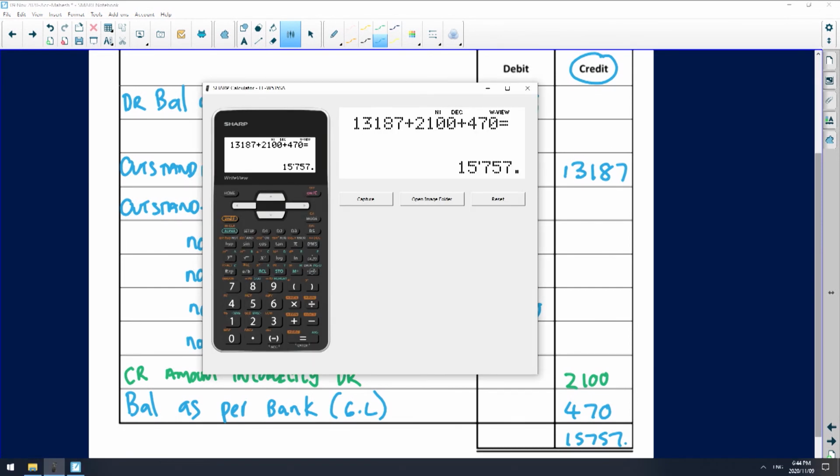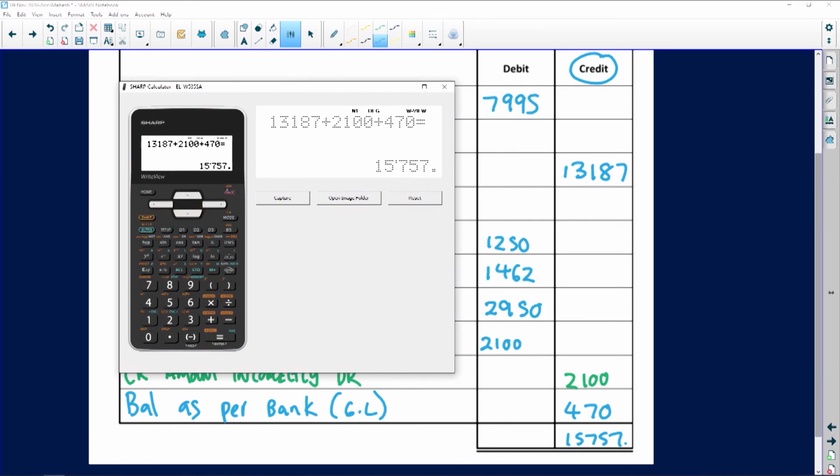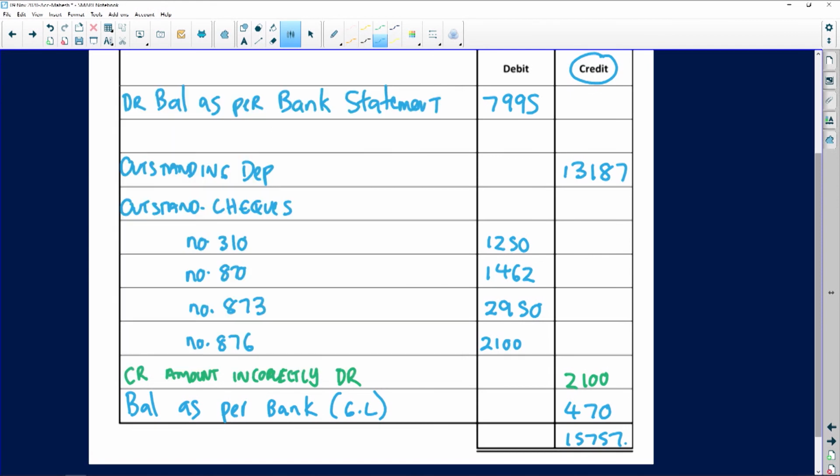So let's quickly check. On the debit side, let's just try and move this. Right, so at the top we've got 7,995 plus 1,250, and then plus 1,462. We're then adding 2,950, and then finally plus 2,100. And hopefully it is going to balance, oh, it does, thank God, an amount of 15,757. Please remember, if you were taught to do the one column bank recon, don't stress, absolutely fine.